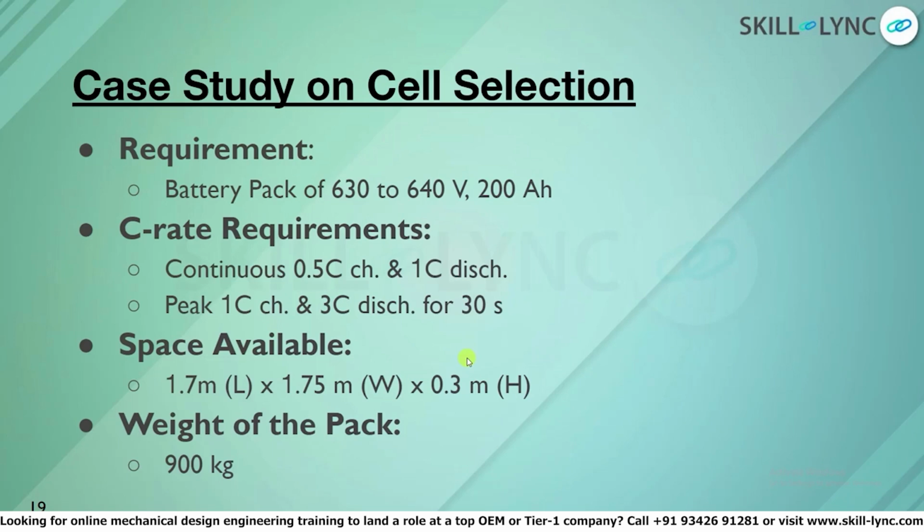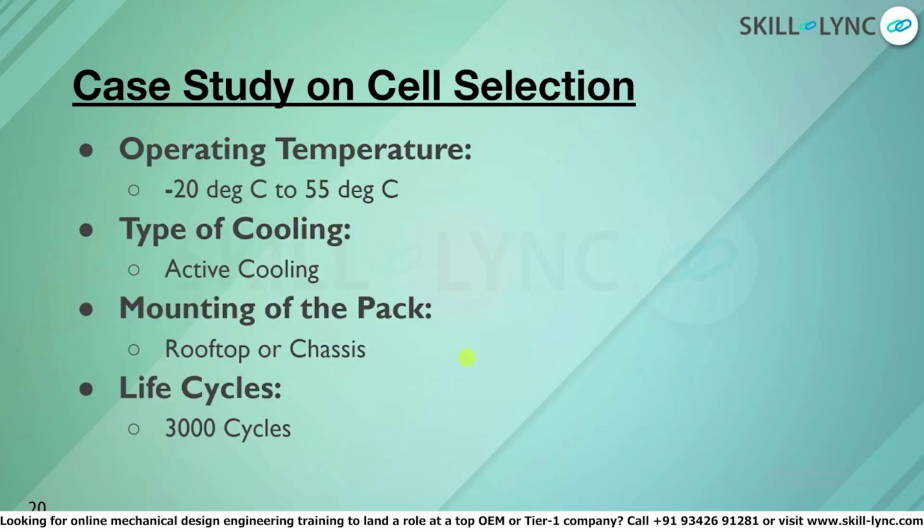Then we have the space availability: length is 1.7 meters, width 1.75 meters and height 0.3 meters. And the whole pack has to weigh around 900 kg. That is the weight requirement of the whole battery pack. Another important part is the operating temperature. The battery pack must operate only between minus 20 degrees and 55 degrees.